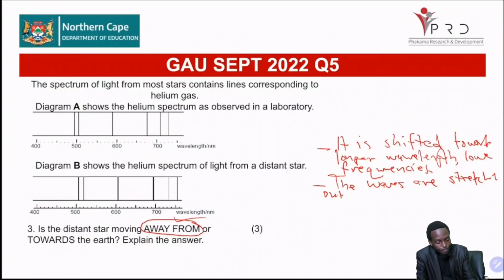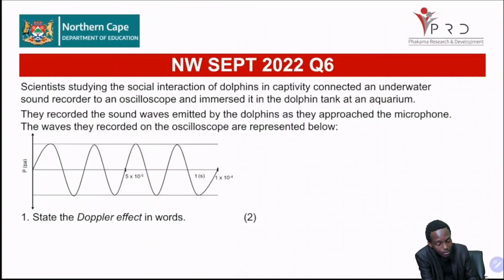The next question I want us to look at is from the Northwest September of 2022 question paper, and we are looking at question 6. It says, scientists studying the social interaction of dolphins in captivity connected an underwater sound recorder to an oscilloscope and immersed it in the dolphin tank at an aquarium. They recorded the sound waves emitted by the dolphins as they approached the microphone. The waves they recorded on the oscilloscope are represented below.